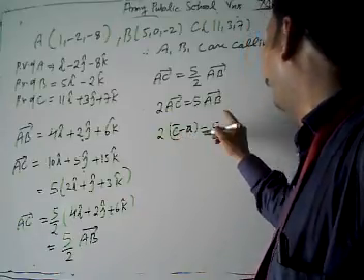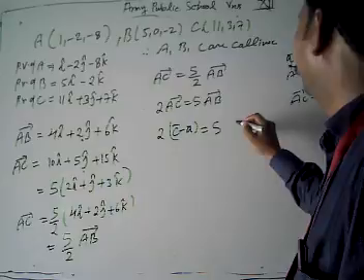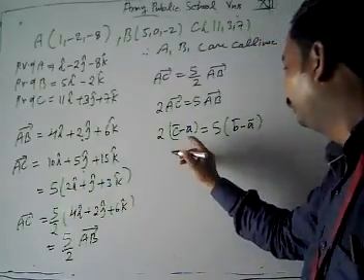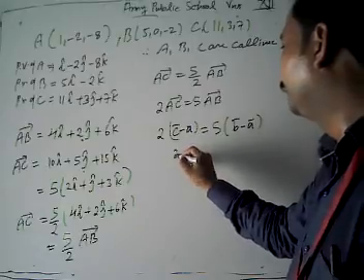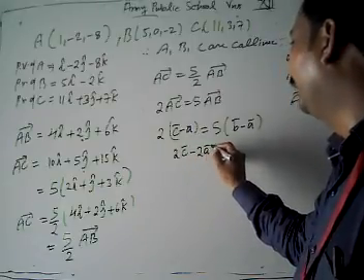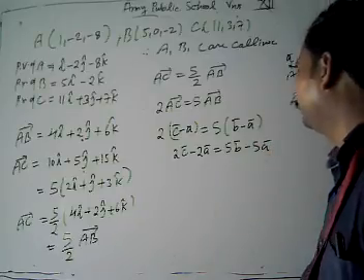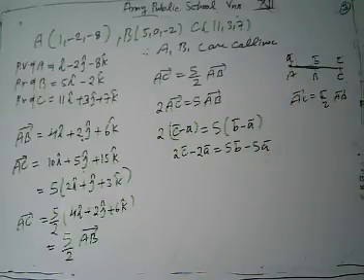And then 5 times what about AB? It's B minus A. Now look, what do we get? It's 2C minus 2A equal to 5B minus 5A. We are going to solve it.